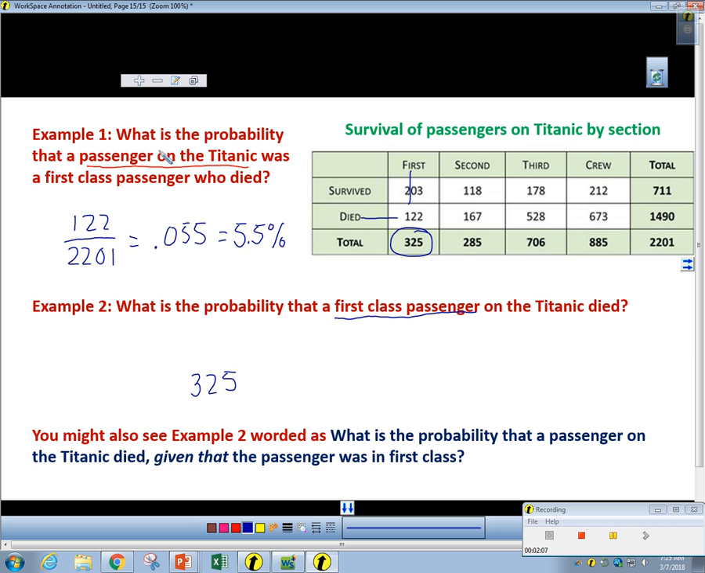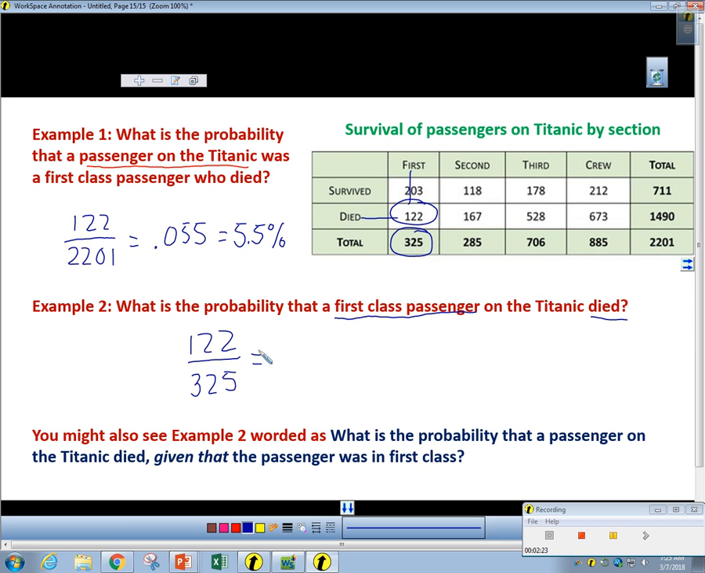So it's important to look at what you are starting with here. What group are you choosing from? So here it's first class, and then how many of those people died? Well, we look at the table, 122 died. We knew that from the previous problem. So it's 122 over 325.